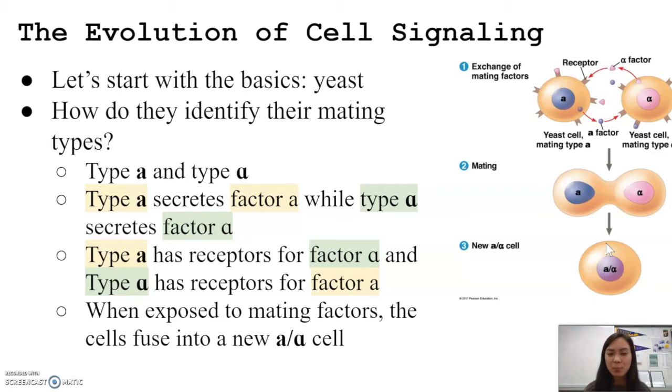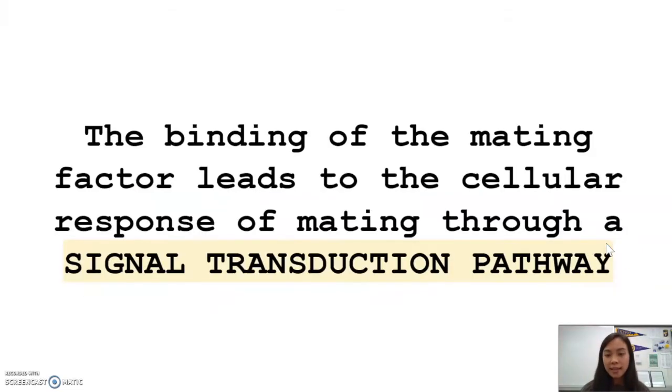Now, this is just an example of how yeasts ensure that they accurately pair with the correct mating type before they fuse and then start to reproduce. The binding of the mating factor actually leads to a cellular response of mating through something known as a signal transduction pathway. We're going to learn a lot more about signal transduction pathways in later concepts, but this is just a little introduction that there's not just a binding and then everything happens. There is a series of steps that follow the binding of the mating factor to the cell, which thus allows for the mating and the combination of those two cells into one.